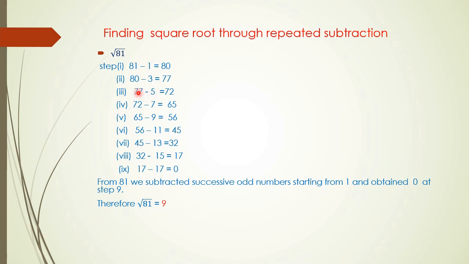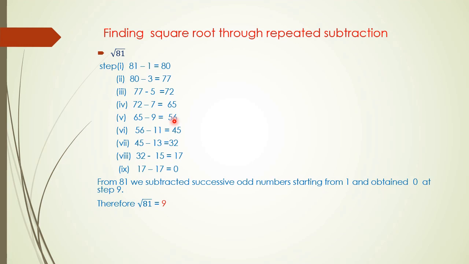That answer you write in the third step. 77 minus, after 3, what is the next odd number? 5 is equal to 72. In the fourth step we write 72. 72 minus 7, the next odd number after 5, is 65. In the fifth step we have to write 65. And what do we have to subtract? After 7, what is the odd number? 9. 65 minus 9 is 56.